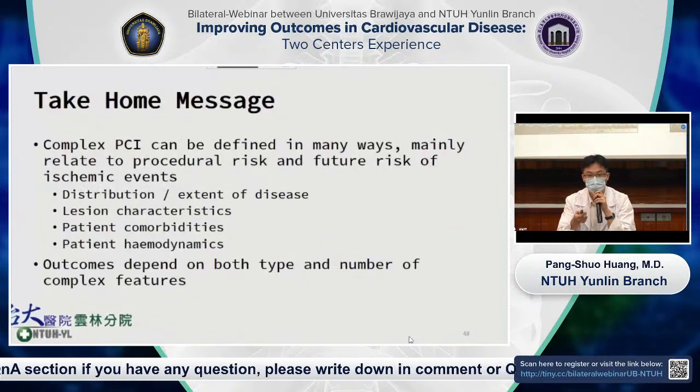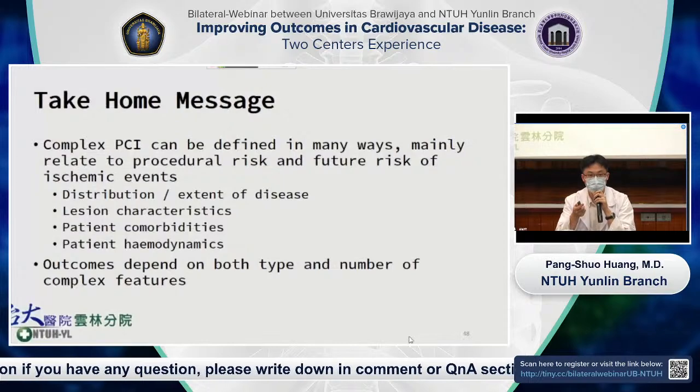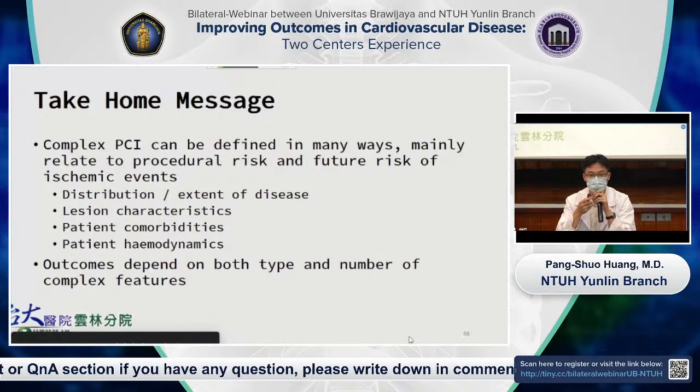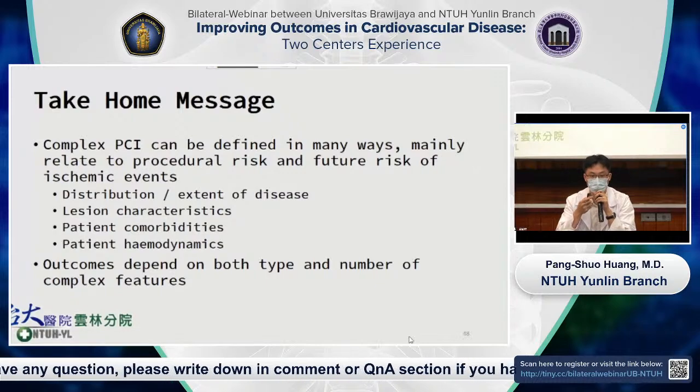Okay, so the take-home message is that complex PCI can be defined in many ways. However, it's related to the procedural risk and the future risk of ischemic events. We should consider the distribution and extent of the disease, also the lesion characteristics, the patient's comorbidity, and more important, the hemodynamic status. The outcome is dependent on both the types and the number of the complex features.